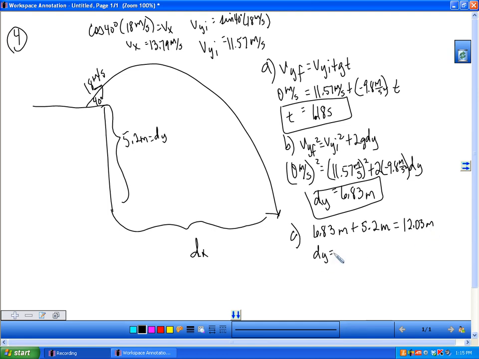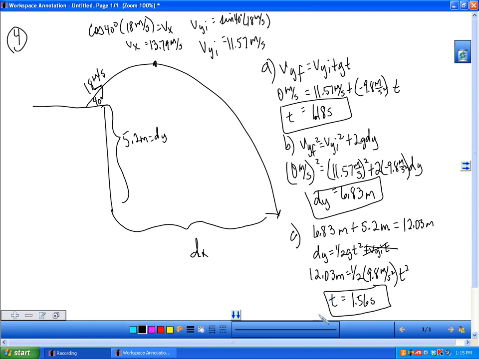Okay. And so now I want to find that time that it takes to fall down 12.03 meters. So dy equals 1/2 gt squared plus Vyit. Vyit is 0 because there is no Vyi at the highest point. Gravity has to pull it back down. So 12.03 meters is equal to 1/2. Gravity on the way down is a positive 9.8. So T is going to be 1.56 seconds. So that's how long it falls for.